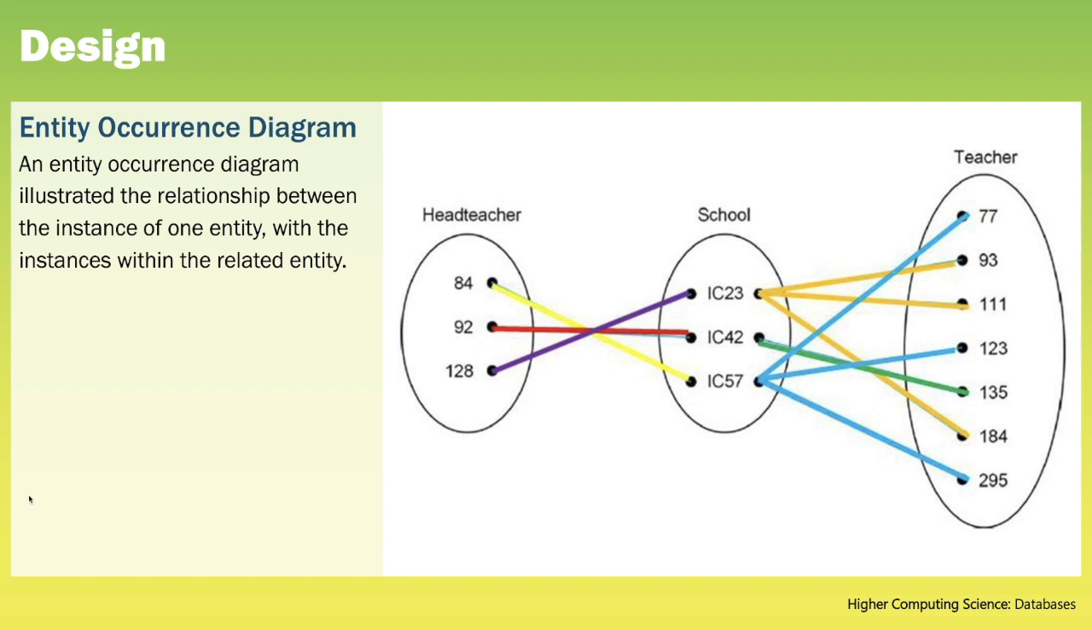In an entity occurrence diagram, each entity is shown in a tall oval. Inside the entity, each instance is represented by the value of the primary key, and each relationship is illustrated by drawing a line to the associated instance. For example, head teacher 84 is the head teacher of school IC57, and students 77, 123 and 295 all attend the school IC57, which is led by the head teacher 84.